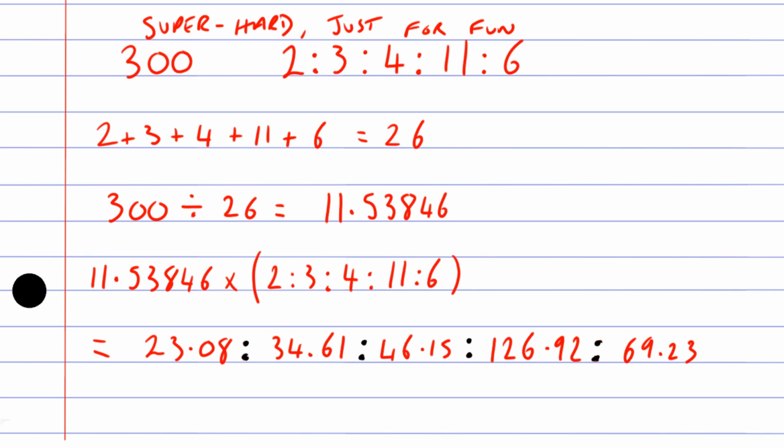Even though there's loads of decimal points and things like that, they're still numbers. And when we add them all together, they'll add up to 300. So we know we've got it right.